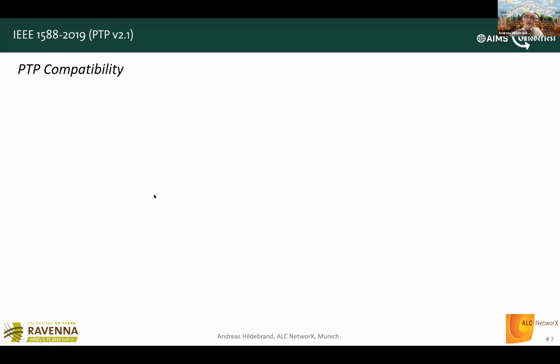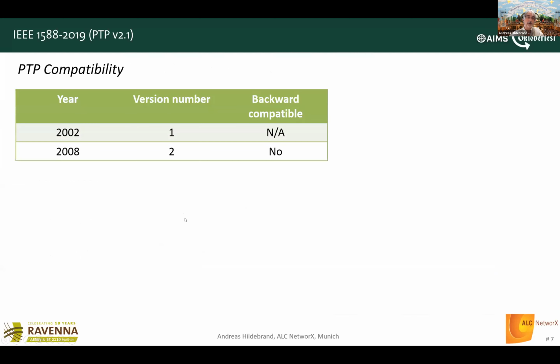So then let's have a quick look at PTP compatibility, because that's a big issue, of course. Now, when PTP was released with its first version in 2002, of course, there was no backward compatibility. It was just the standard as being set forth by the document, by the standard committee. And then in 2008, they released version 2. And the problem is there is no backward compatibility to version 1.